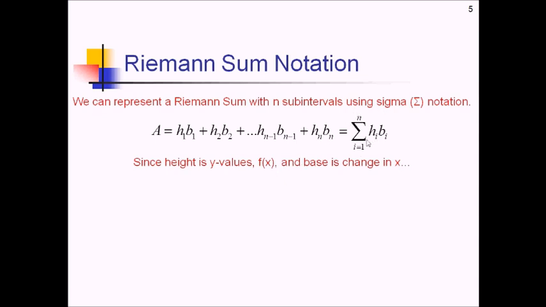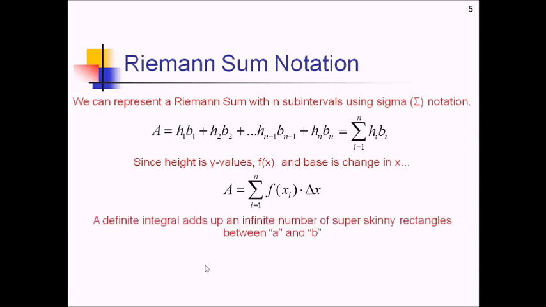So we can rewrite this as sigma of f of x sub i times delta x. So that's one way of noting Riemann sums. How do definite integrals relate to this? A definite integral, like this one down here, adds up an infinite number of super skinny rectangles between a and b.